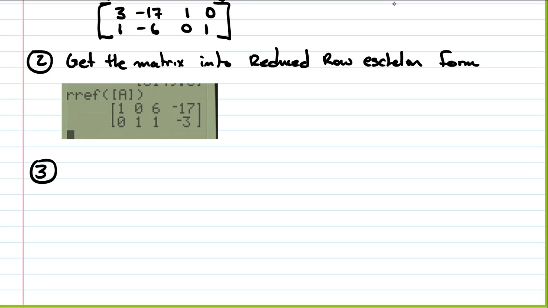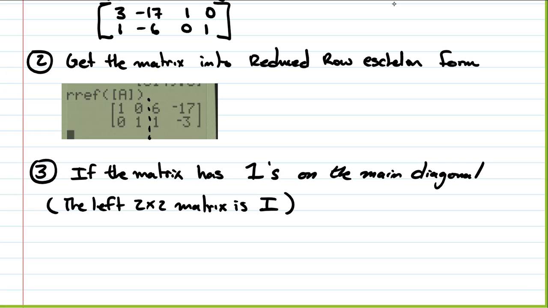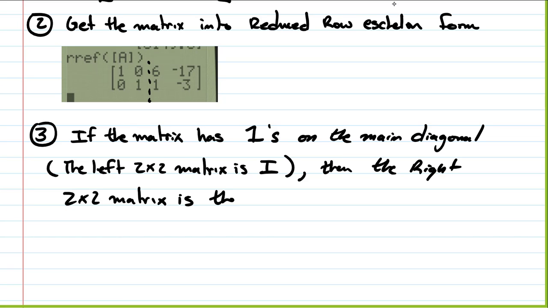So step 3, if the matrix has 1s on the main diagonal, equivalently, the left 2 by 2 matrix is the identity, then the right 2 by 2 matrix is the inverse.